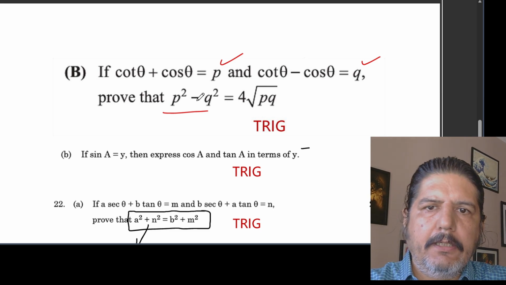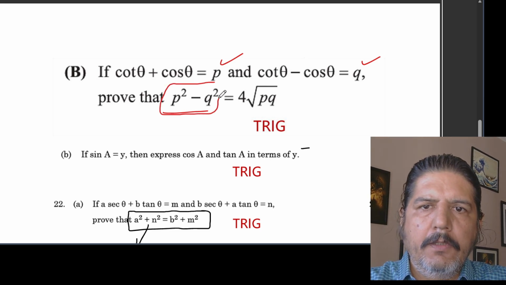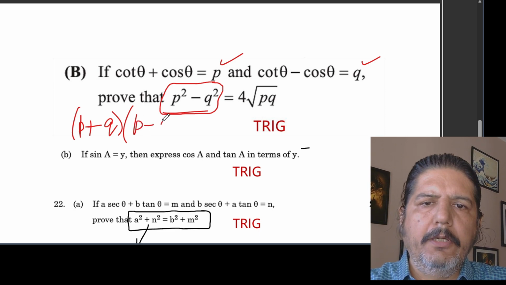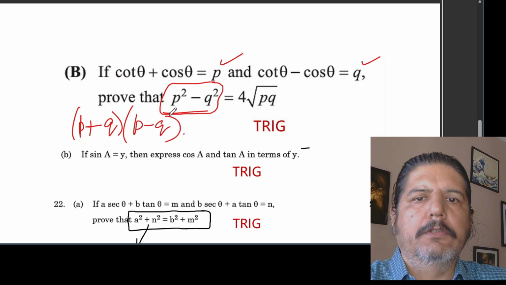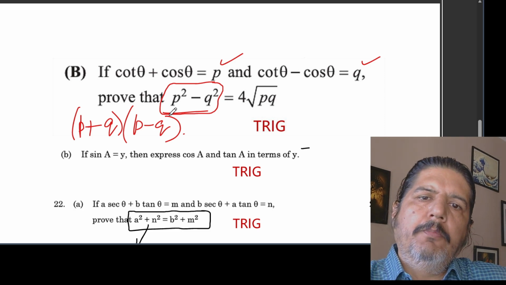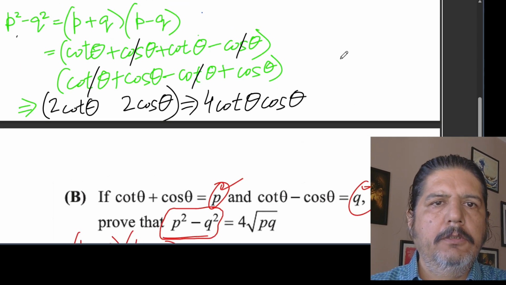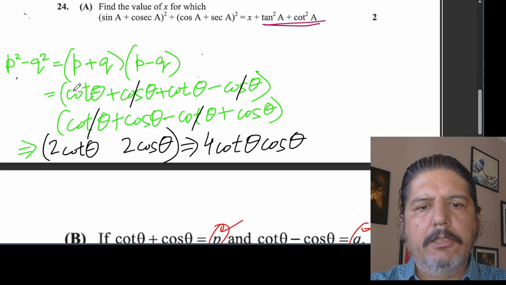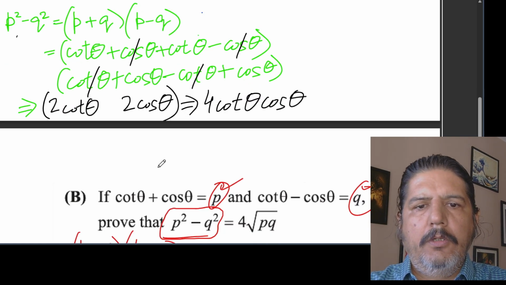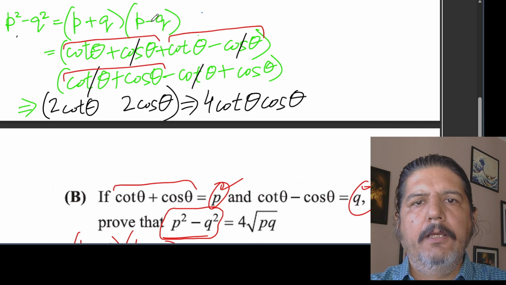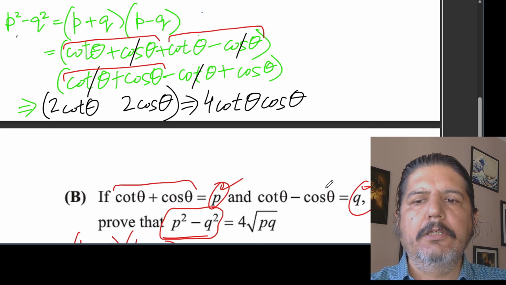So what I've done is I've taken the left hand side first, P square minus Q square. And I've written the P square minus Q square as P plus Q and P minus Q. Then I put the values of P and Q. The value of P is cot theta plus cos theta, plus Q is cot theta minus cos theta, P minus Q is cot theta plus cos theta, and minus Q would be minus cot theta plus cos theta.